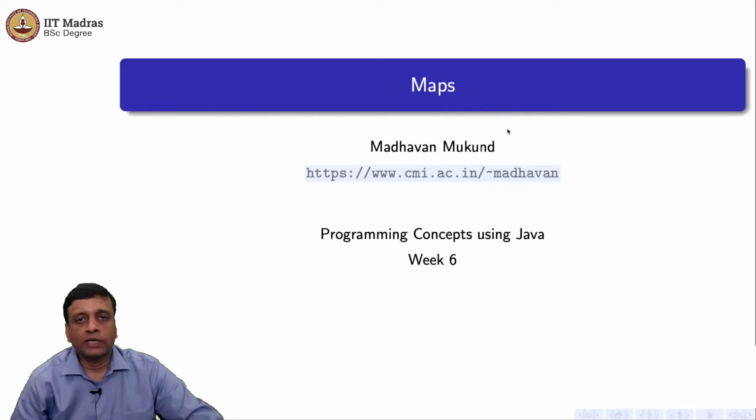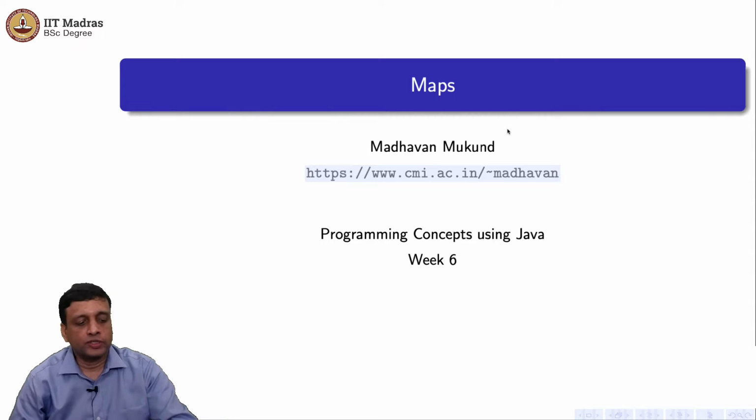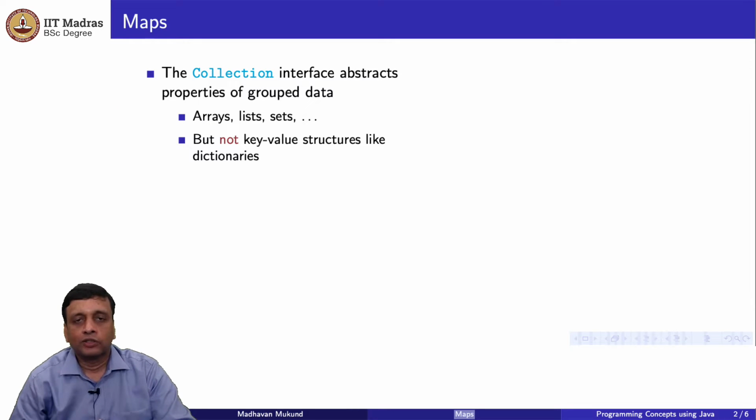So let's see now how Java deals with key value stores. We have looked at the collections interface. The collections interface captures data structures like arrays, lists, sets, etc. These are groups of values, but they are only single values. In a single collection, there may or may not be a way of indexing them by position.